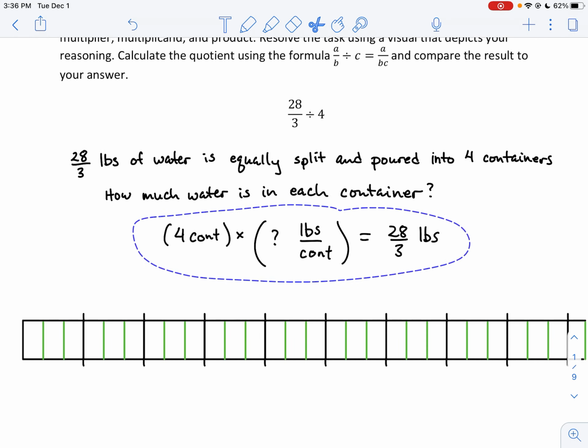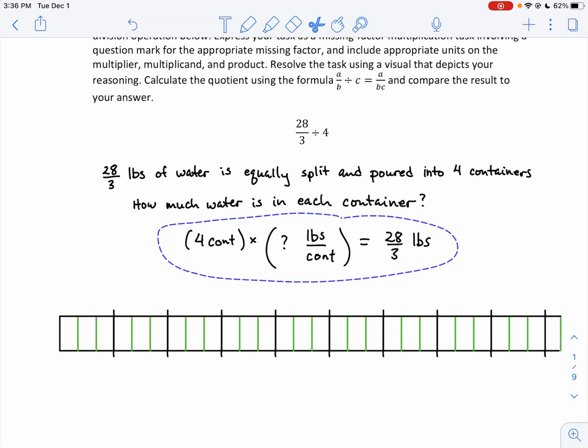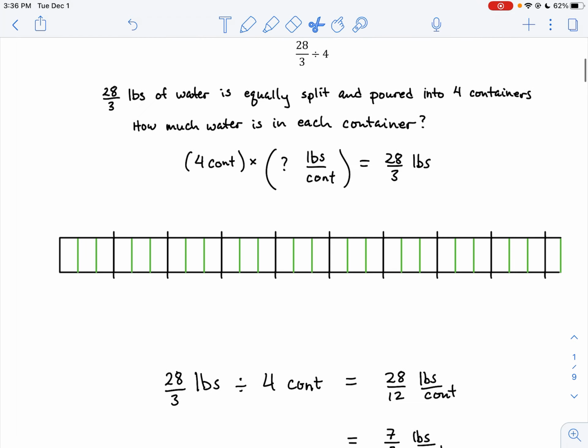So this is a fair sharing partitive model here. I said 28/3 pounds of water is equally split and poured into 4 containers. How much water is in each container? So there's my word problem. Now I'm going to model this to get an answer.